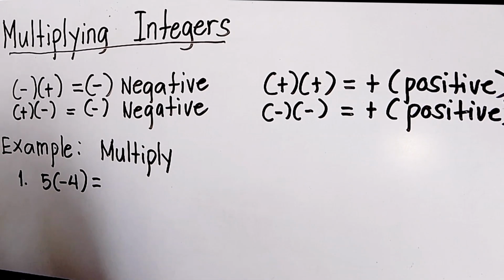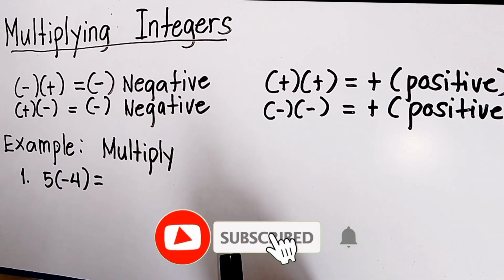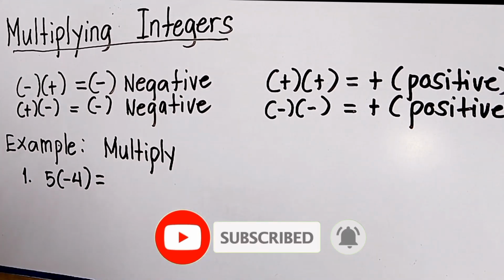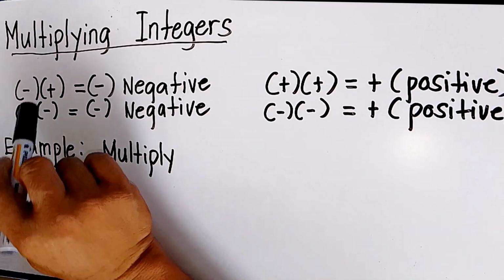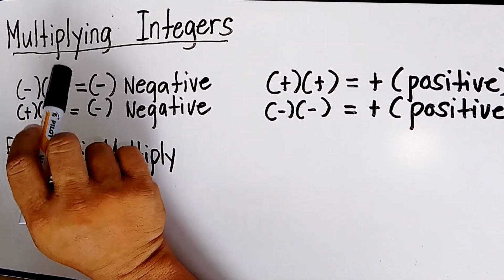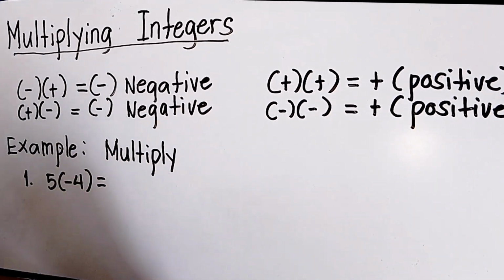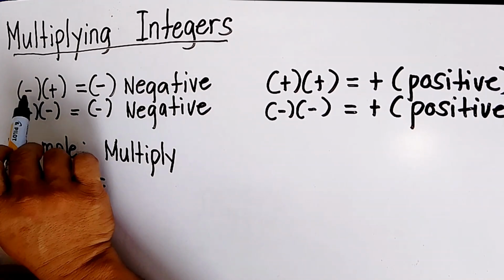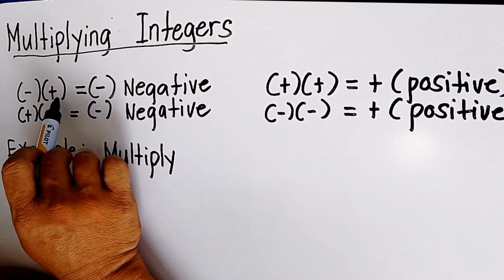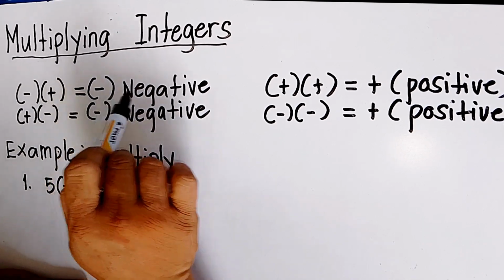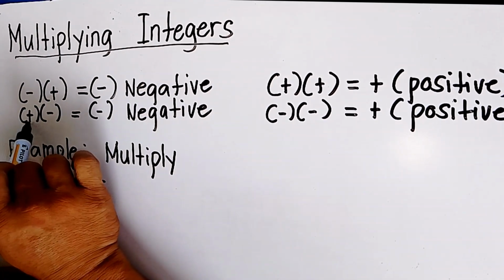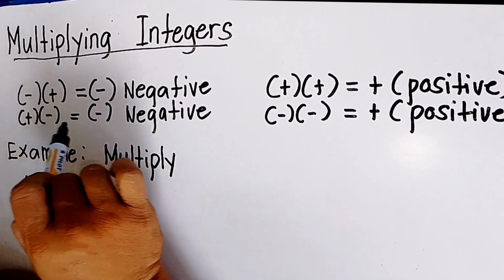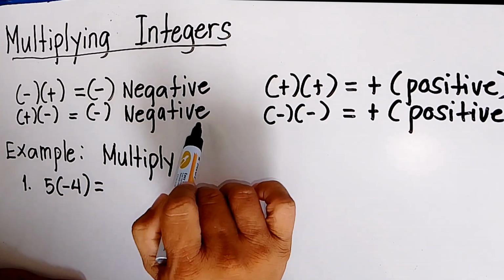Okay. So in multiplying integers, we have rules to be followed. Okay, our rule number 1: the product of two integers with different signs is always negative. So look at this one. We have negative and positive. The answer is always a negative. So positive and negative, when you multiply positive and negative, the product is always a negative.